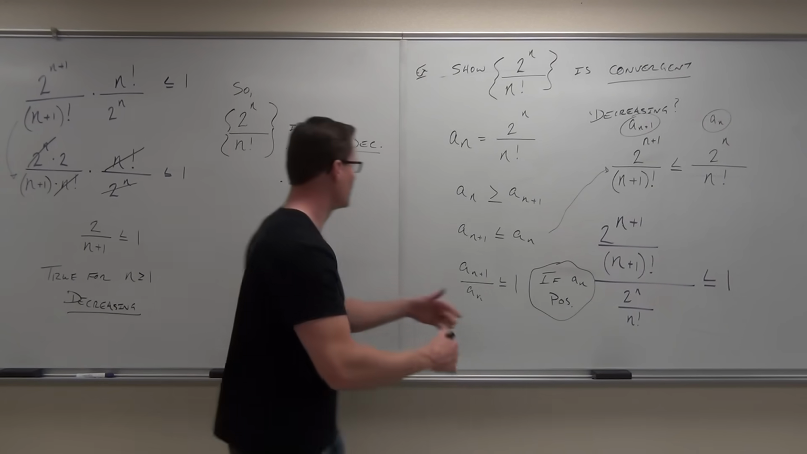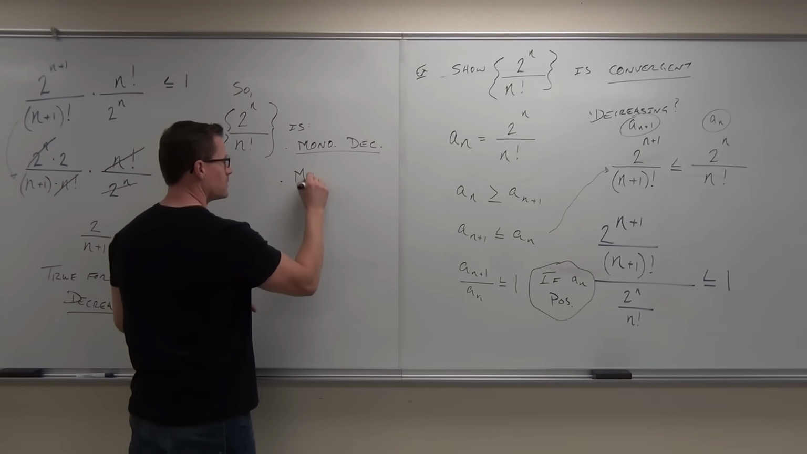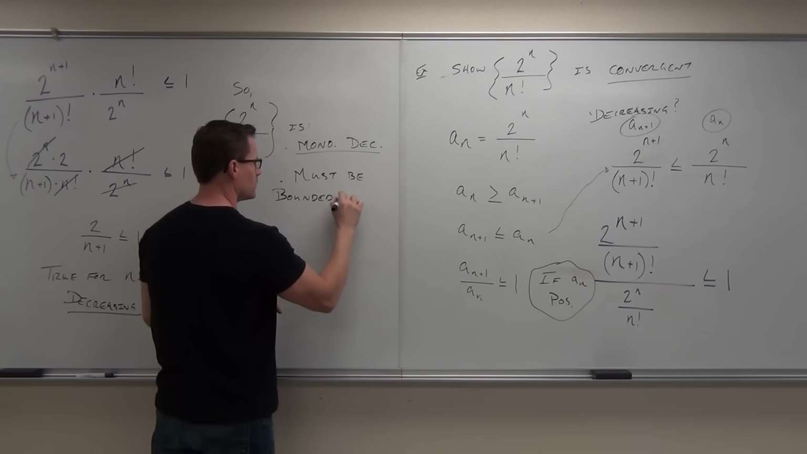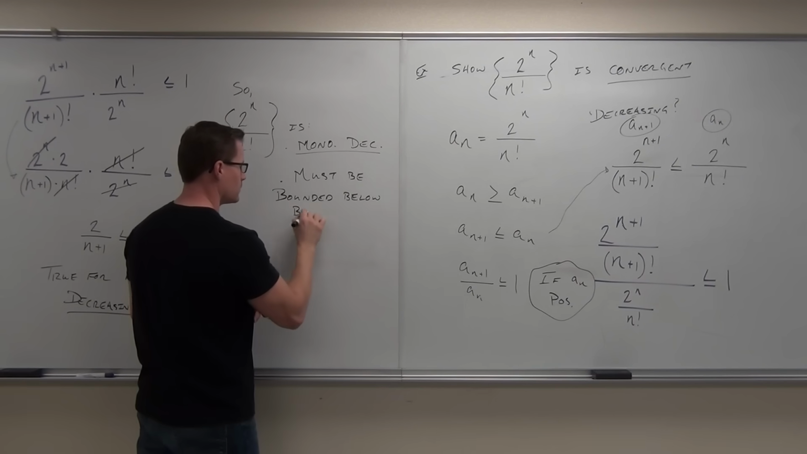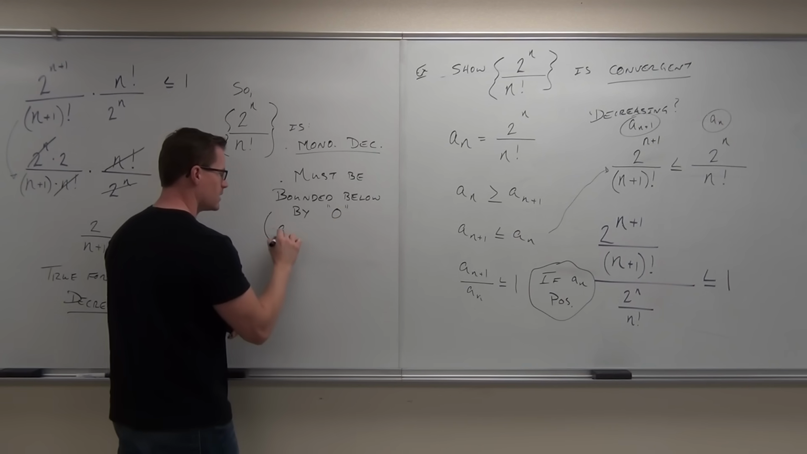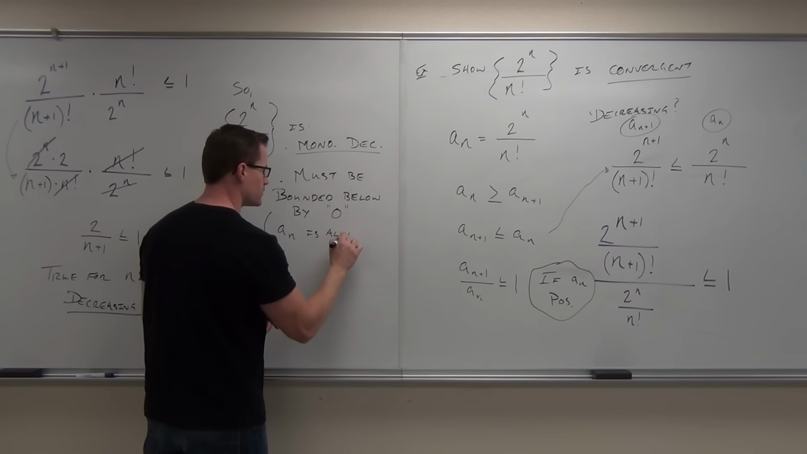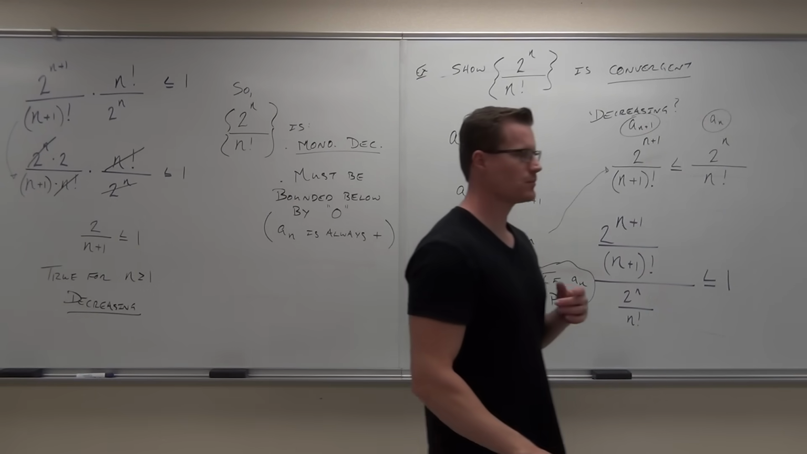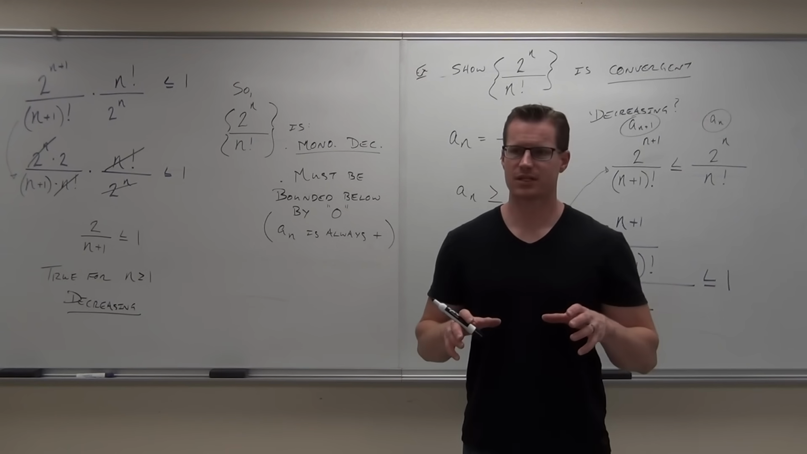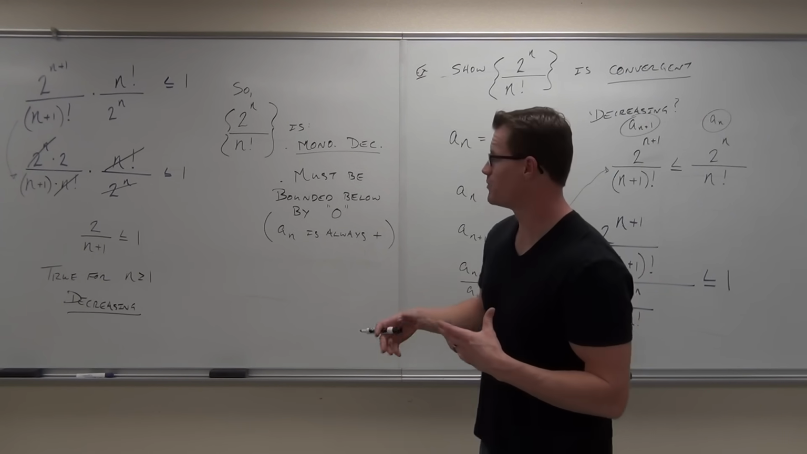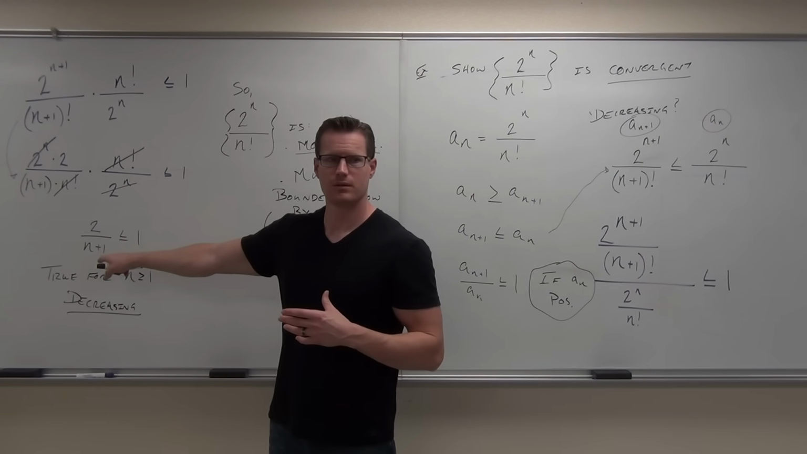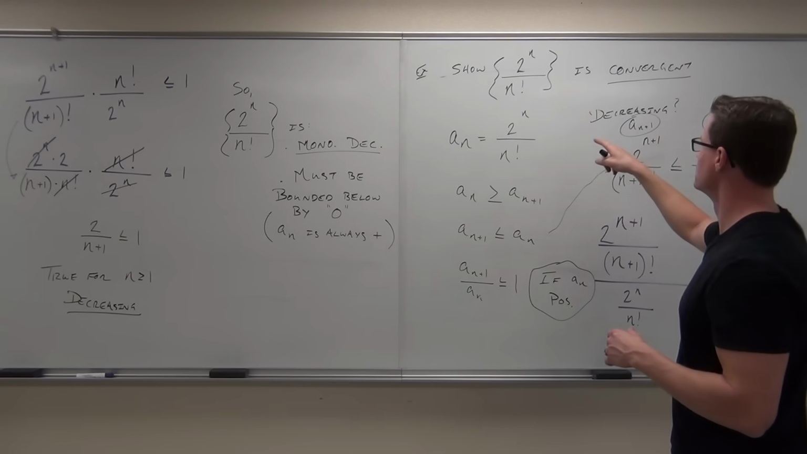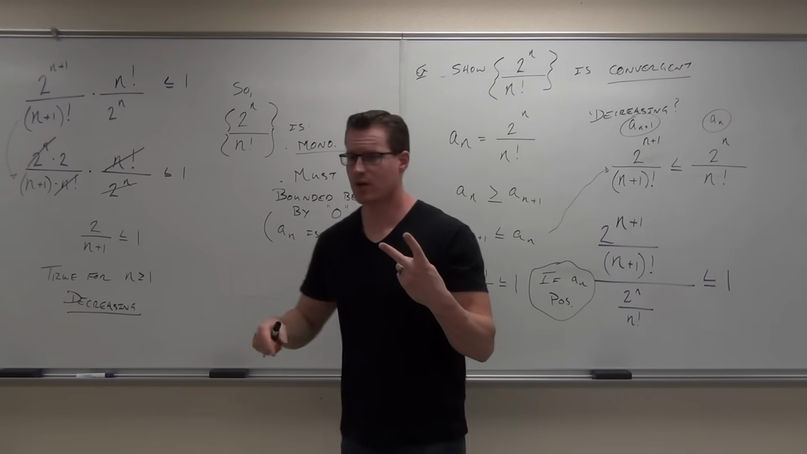If it can't be negative, then this must be bounded below by 0. This is because a sub n is always positive. Now I'm going to make a little caveat here. This is bounded above by something. It's probably bounded above by where we start. So, are you with me? If you plug in 1, what did we get when we plugged in 1? We got, was it 2 or something? 2. Yeah. We got 2. So the upper bound is 2.